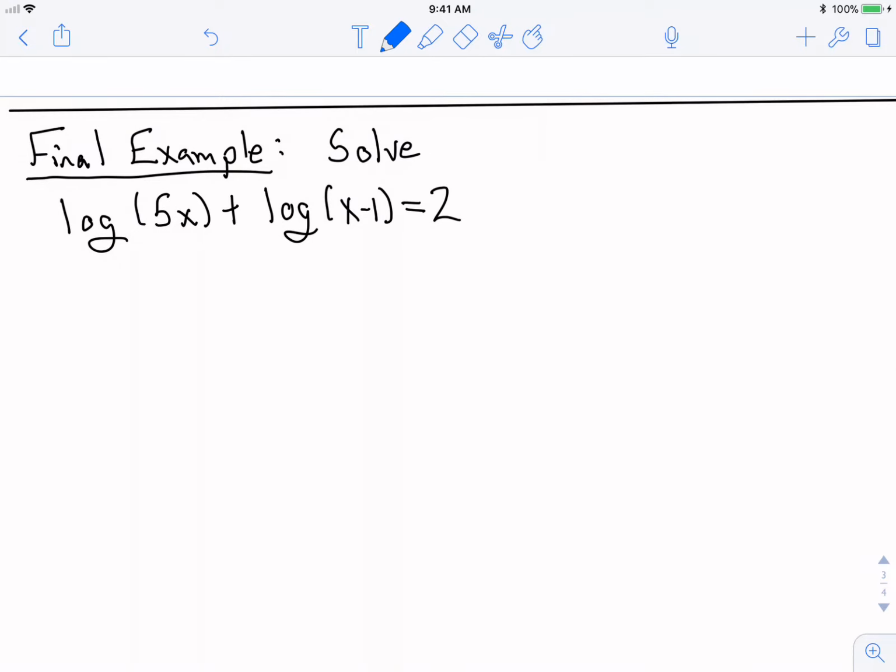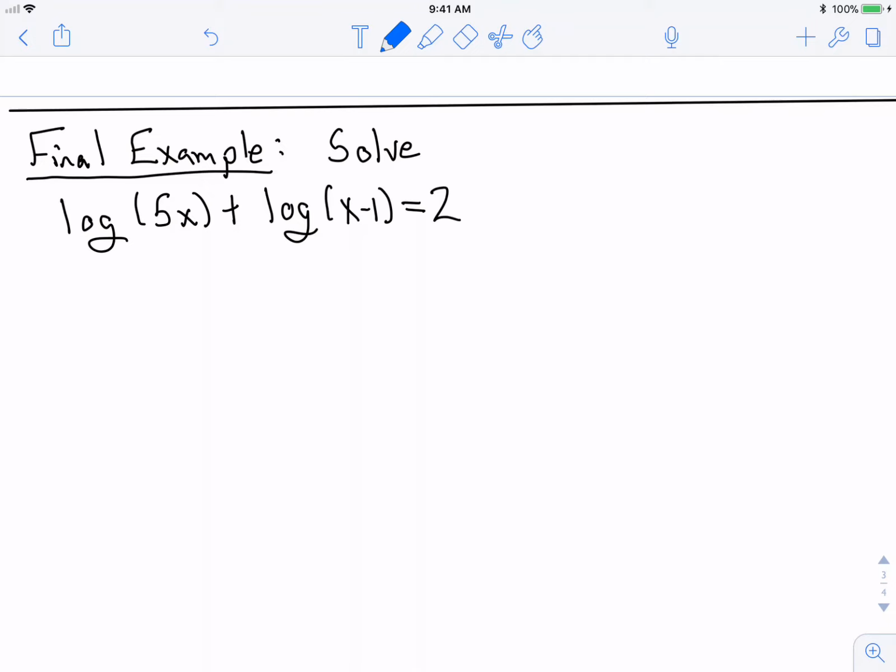So let's do one more example just to refresh ourselves on these properties of logarithms. And at this point, I would encourage you to pause the video and try to solve this one on your own. And when you have an answer, go ahead and unpause it and we'll get to work. All right.